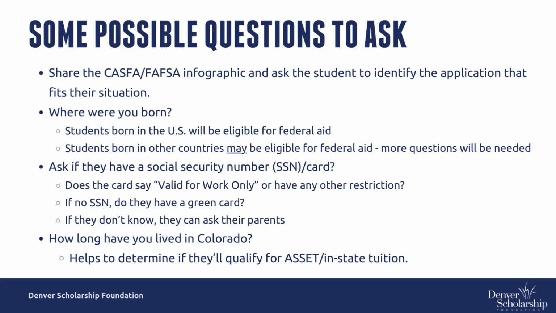You can also ask the student if they have a Social Security number or card. You can ask whether their card says that it's valid for work only or has other restrictions. If they don't have a Social Security number, do they have a green card? And if they don't know the answers to those questions, which sometimes they may not as teenagers, they can try asking their parents. Another question to ask is, how long have you lived in Colorado? The reason that you might ask that is because it helps to figure out whether they're going to be eligible for in-state tuition and state financial aid.